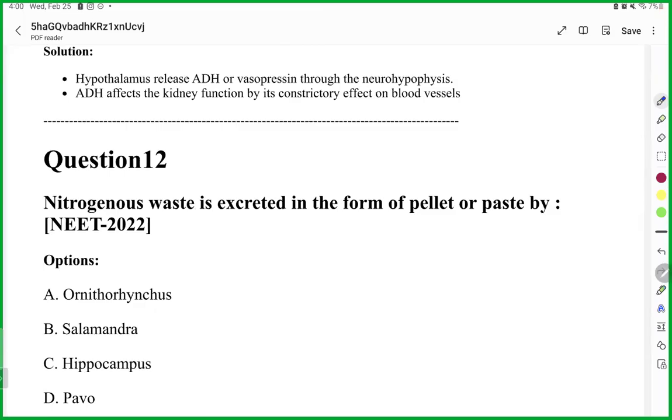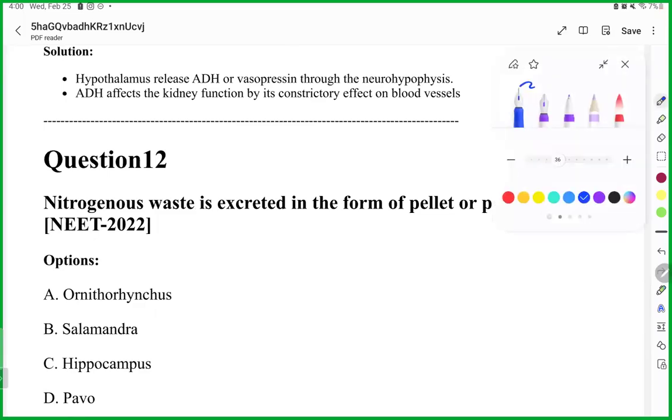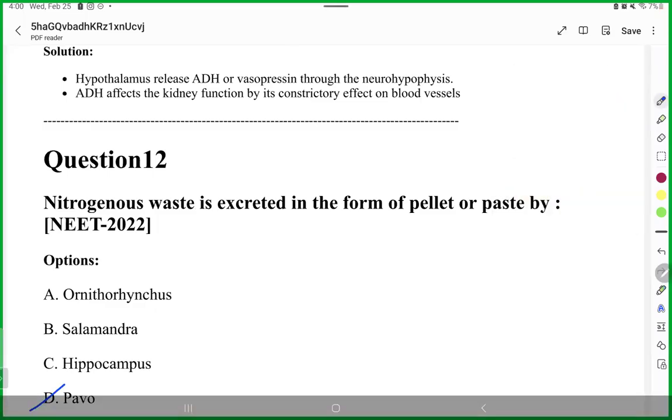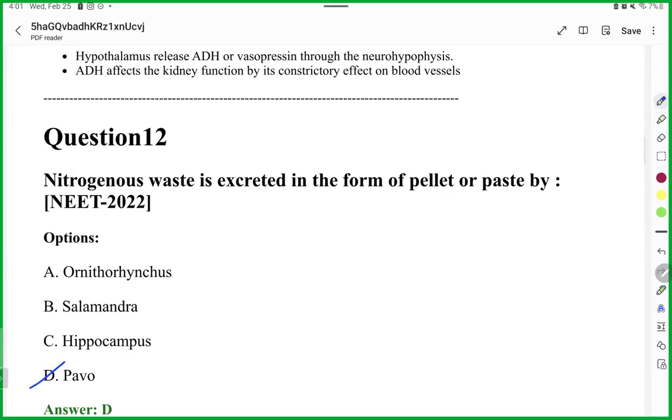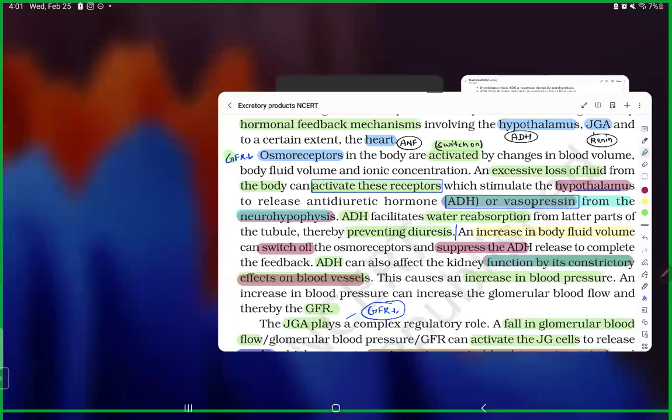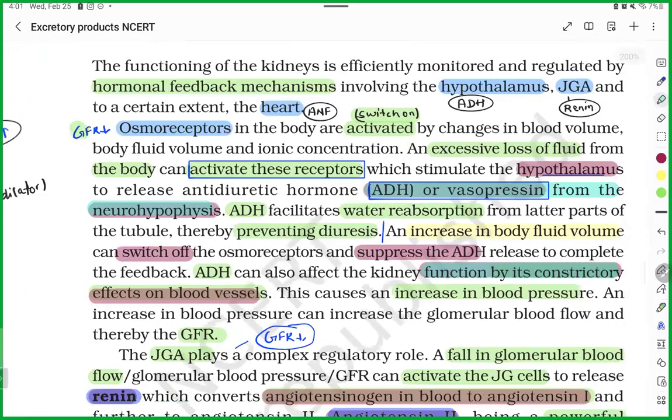Nitrogenous waste excreted in pellet or paste form by Pavo. Option D. Why? Because the uricotelic animals, uric acid. Yes, very good. Uric acid. Pavo, peacock, birds produce this. Bird, insect. Ornithorhynchus, mammal, urea. Salamander, urea. Hippocampus, aquatic animal, so ammonia. Given in the very starting of the chapter.